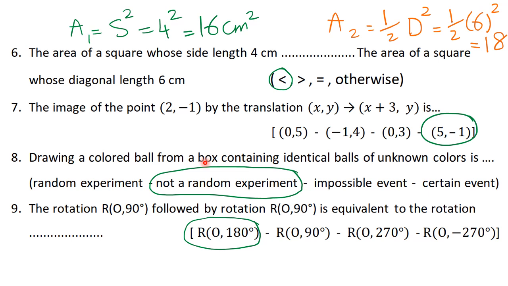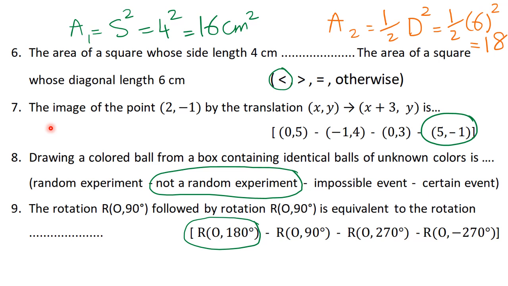Okay, for the next question, we want to get the image of the point by translation. So he gave me the rule x plus 3 and y. Y means that we won't change the y. It will be the same. So negative 1 will stay negative 1, but for the x, the 2, we will add 3 to the 2, and it will be 5.